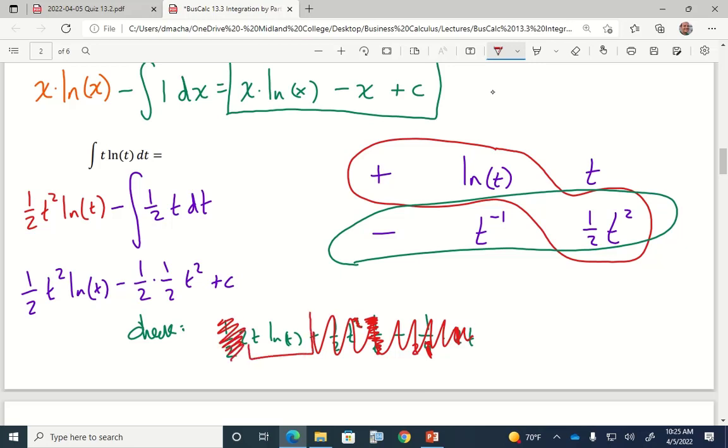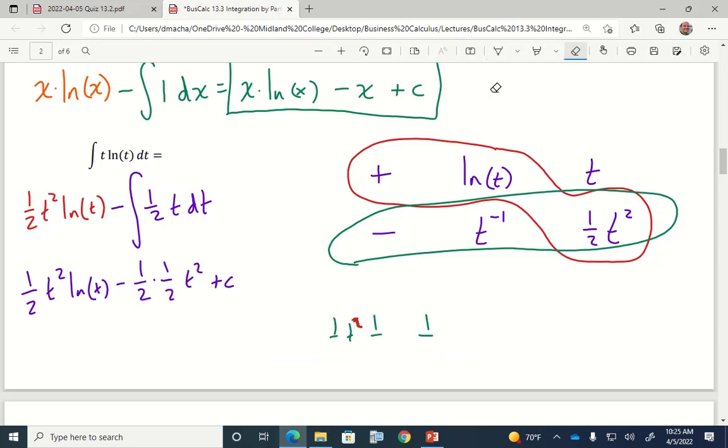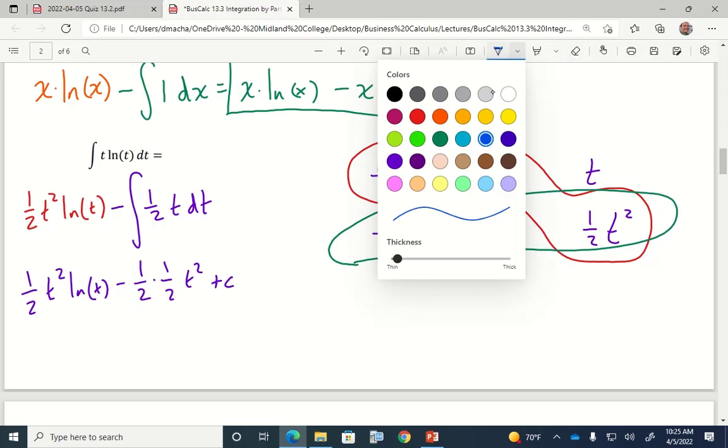And so when I check by taking my derivative, I get t natural log t, which is my original integrand. So that checks out. After taking the derivative of my antiderivative, I get what I started with. That's the way it should happen. So anyways, that works out. I guess moving on to the next example.